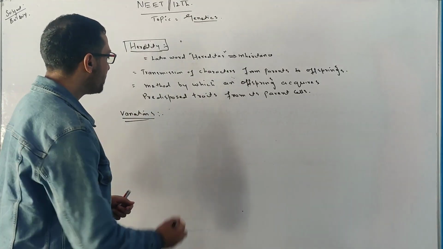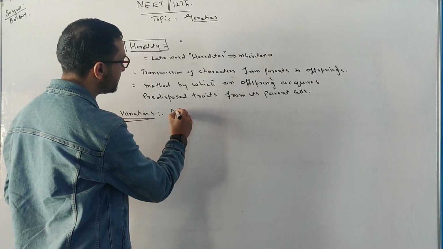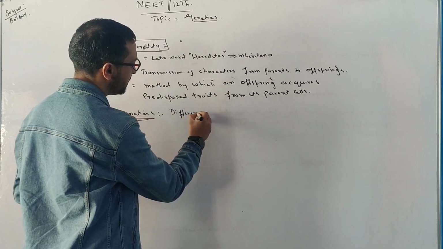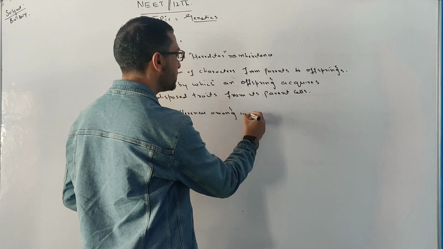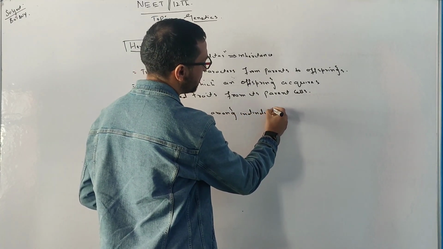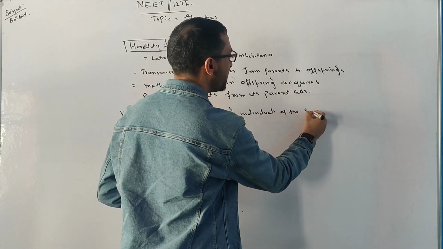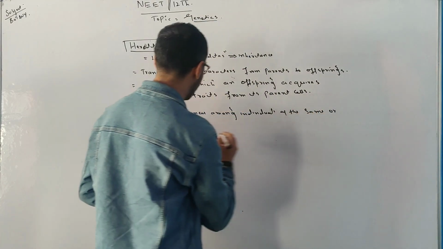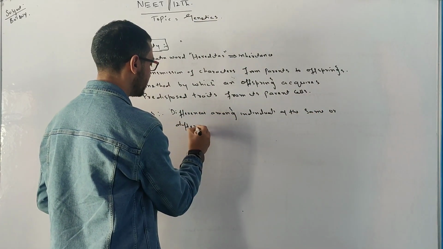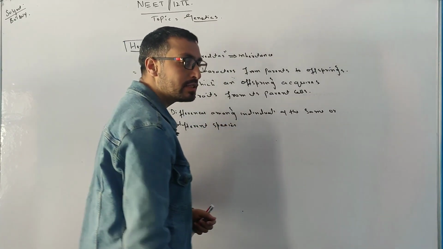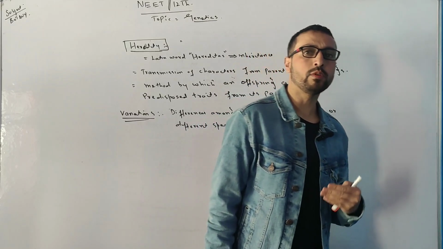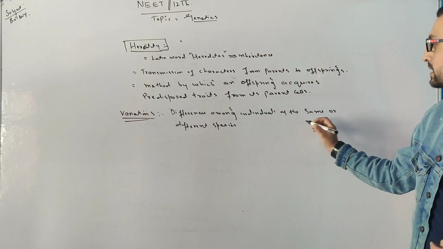देखो जी, variations are simply differences among individuals of the same or different species. So differences among individuals of the same or different species, that's called as variations.